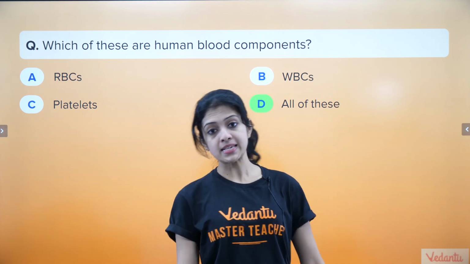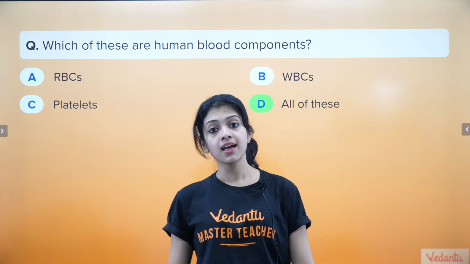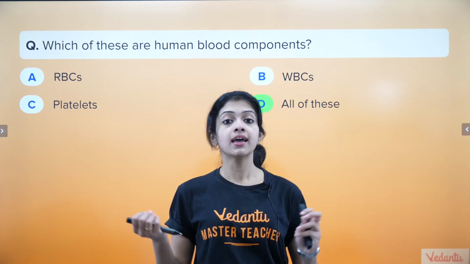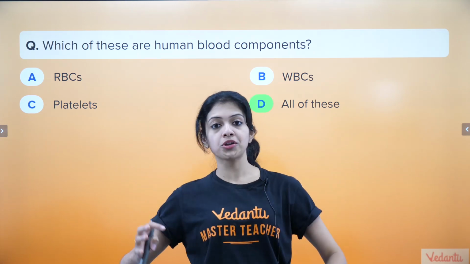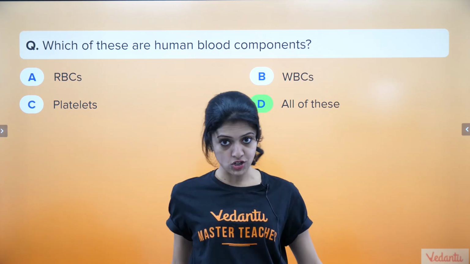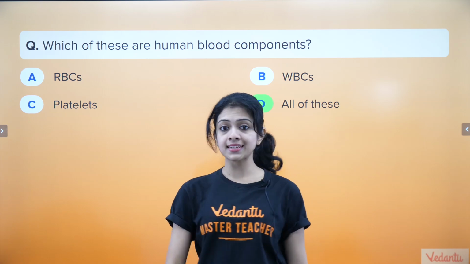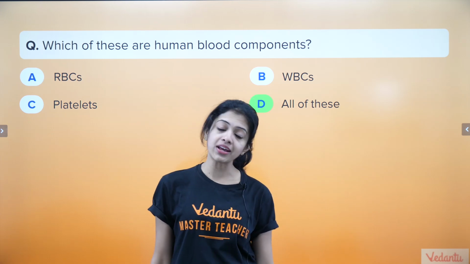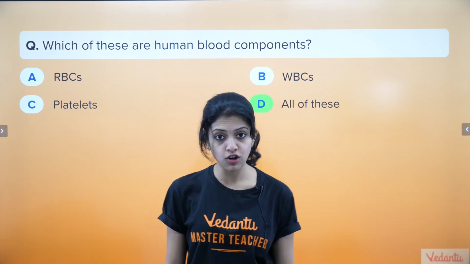And then WBCs are of different types again, and they basically help in destroying foreign bodies and providing immunity to your body, okay? And platelets or thrombocytes are involved in blood clotting.